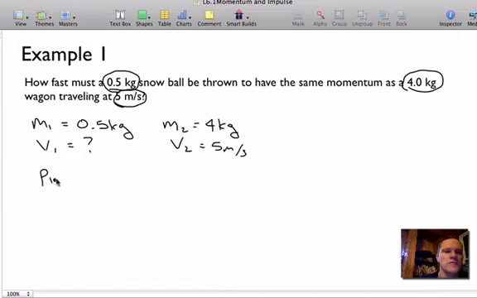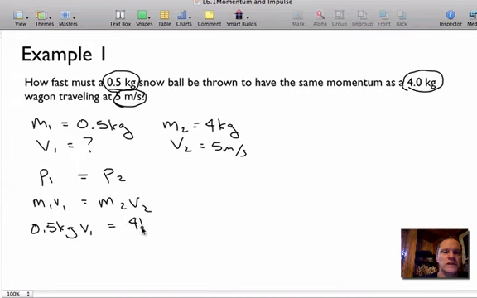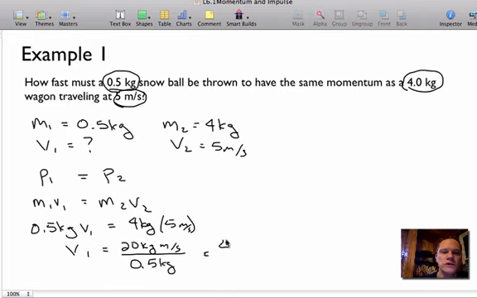So the momentum of object 1 must equal the momentum of object 2. So m1v1 must equal m2v2. So m1 is 0.5 kilograms times v1, which we don't know, must equal m2 being 4 kilograms times v2 of 5 meters per second. If we solve for v1, we have v1 equaling 4 times 5, which is 20 kilogram meters per second, all divided by 0.5 kilograms, which comes out to 40 meters per second because the kilograms cancel out.